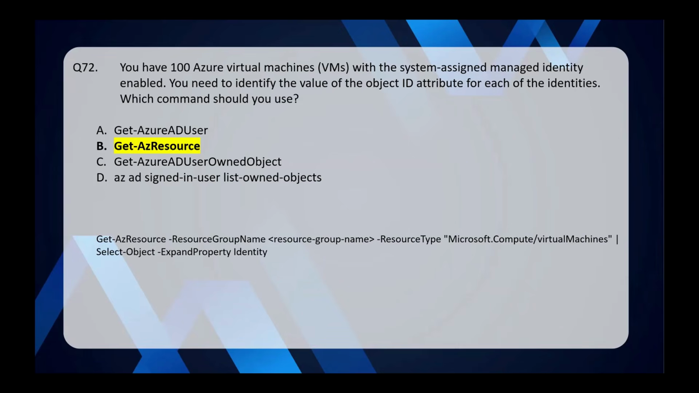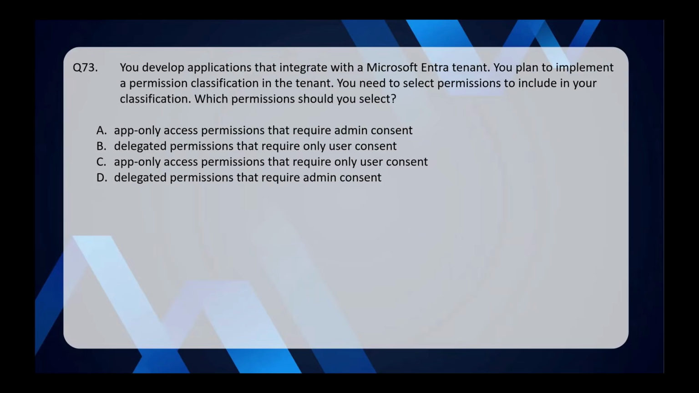Let's look at question number 73 of the series. You develop applications that integrate with a Microsoft Entra tenant. You plan to implement a permission classification in the tenant. You need to select permissions to include in your classification. Which permissions should you select? Your options are app-only access permissions that require admin consent, delegated permissions that require only user consent, app-only access permissions that require only user consent, and delegated permissions that require admin consent.